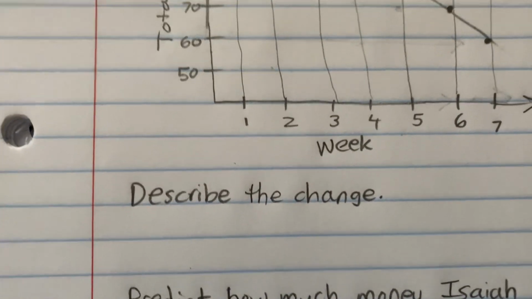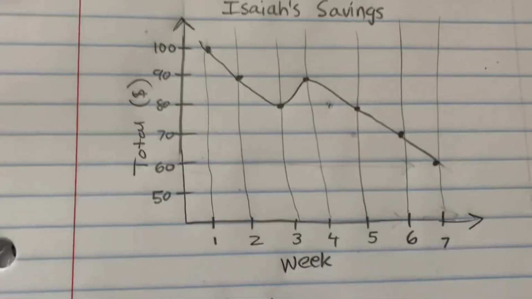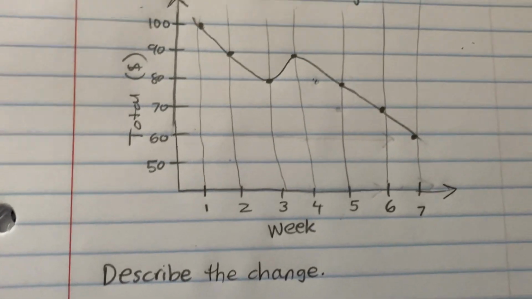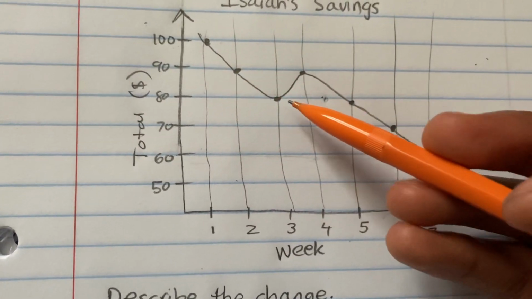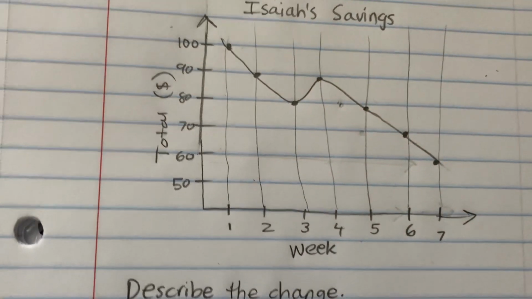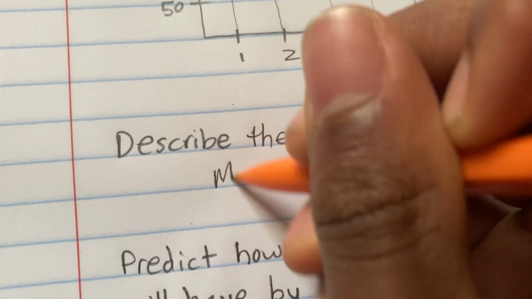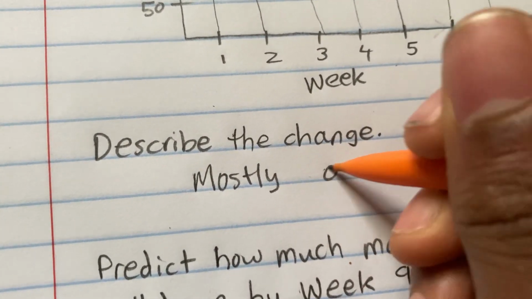So they'll ask you to describe the change. And it's usually either going to be increasing or decreasing. Well, what do you see here? Even though it's increasing a little bit here, mostly it's decreasing. So the change is decreasing. Or you can either say mostly decreasing, or you could just say decreasing. Either one is fine.